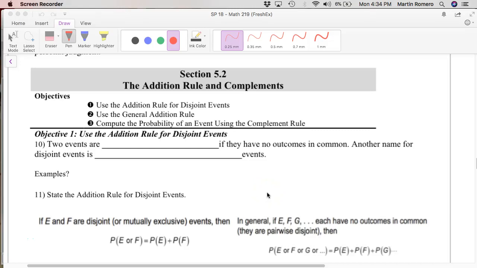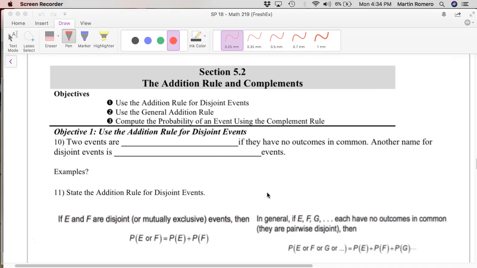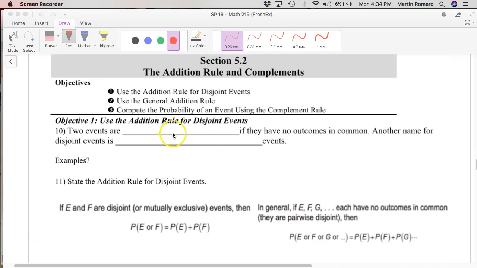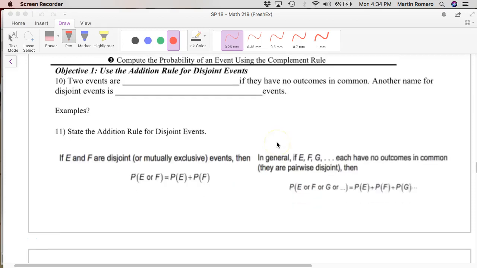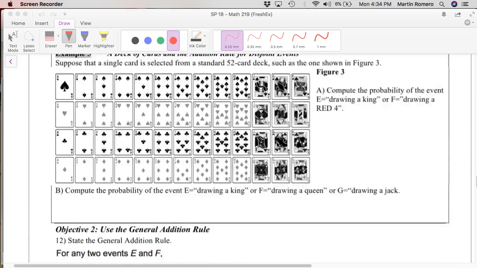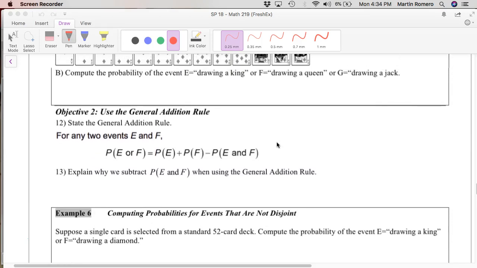This is the beginning of chapter 5.2. We're going to look at the first two objectives, which is using the addition rule for disjoint events, and then using the general addition rule.